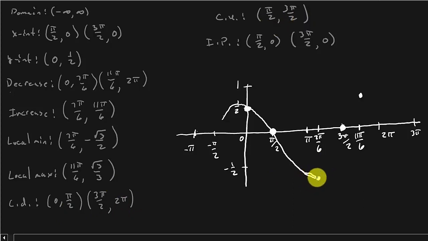So it's coming in here like this. And once it gets to 7 pi over 6, where is it? 7 pi over 6 to 11 pi over 6, it starts increasing. So it's going to start doing this. And from 7 pi over 6, let's see, where are we?